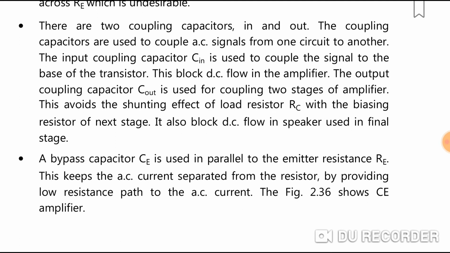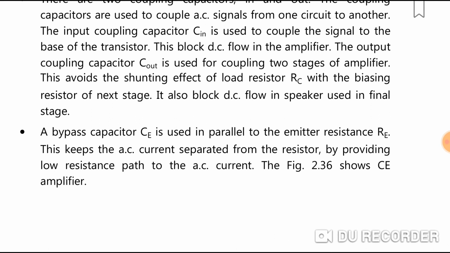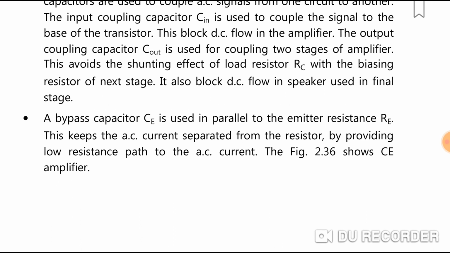The coupling capacitors are used to couple AC signals from one circuit to another. The input coupling capacitor Cin is used to couple the signal to the base of the transistor. This blocks DC flow into the amplifier. The output coupling capacitor Cout is used for coupling two stages of the amplifier. This avoids the shunting effect of load resistor RC with the biasing resistor of the next stage. It also blocks DC flow in the speaker used in the final stage.